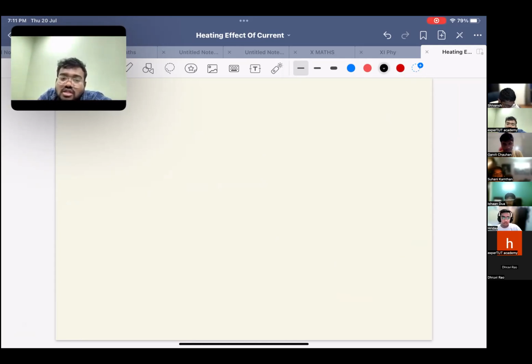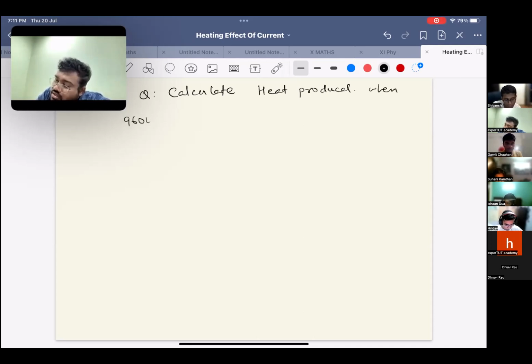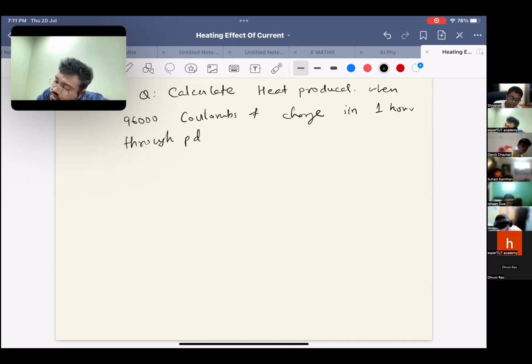This question is there in the example, sample problem 2. It says: calculate heat produced when 96,000 coulombs of charge is transferred, charge passes in 1 hour, through a PD of 50 volts. So what has been given here? Q is given, which is 96,000 coulombs. Time is given; time should not be written in hours.